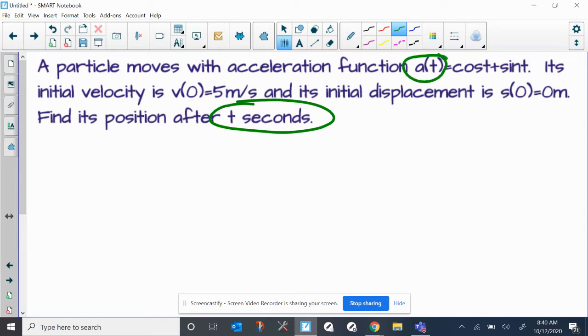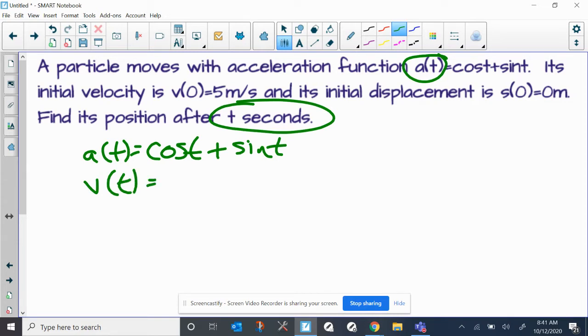So that means I need two antiderivatives. I have a of t equals cosine t plus sine t. My first antiderivative is going to give me velocity. The antiderivative of cosine is sine, and the antiderivative of sine is negative cosine. And then I need a plus c. Now, y'all know that the derivative of something that starts with a c is negative, but not the antiderivative. If it helps you, and it helps me, I always take the derivatives to check. So the derivative of sine is cosine, and the derivative of cosine is a negative sine, a negative times a negative gives me the positive sine, so that's correct.